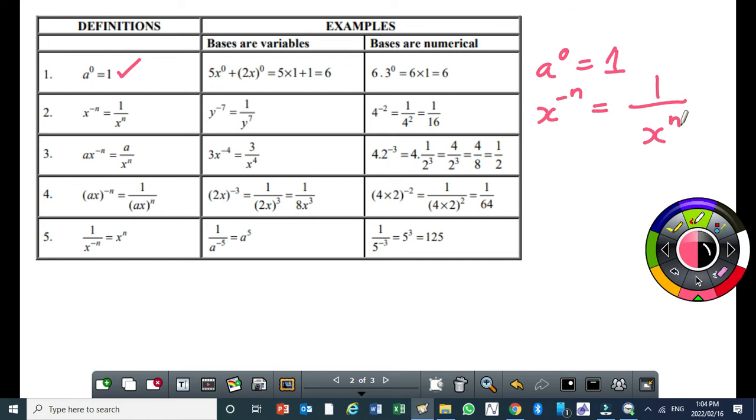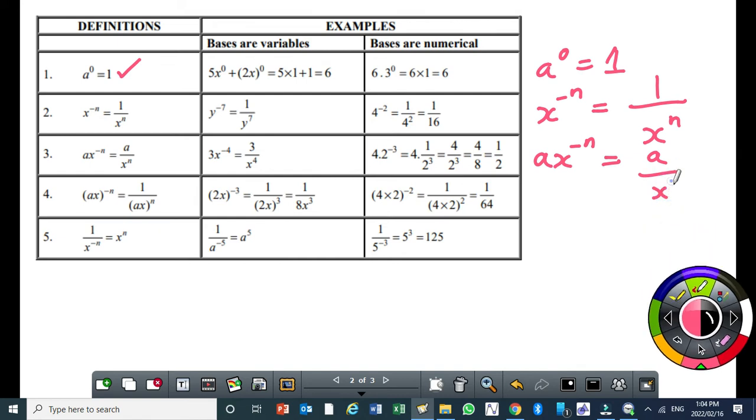Then sometimes you can also have a constant multiplying a specific base which is raised to a negative exponent, a times x to the power of minus n. With this, you need to be aware that this definition and the previous one are related. The only difference is that the coefficient of the x there is 1, here it's no longer 1. So where we have this 1, we replace it by the coefficient a. So this becomes a over x to the power of positive n.